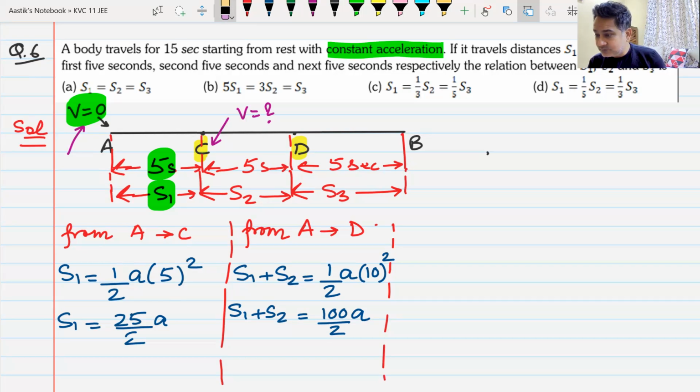Yes or no? But my dear friends, we already know the value of S1. So now it is very simple to get the value of S2. What is the value of S2? You will get no prizes for guessing this. I think you would get 75 by 2A. Yes or no?